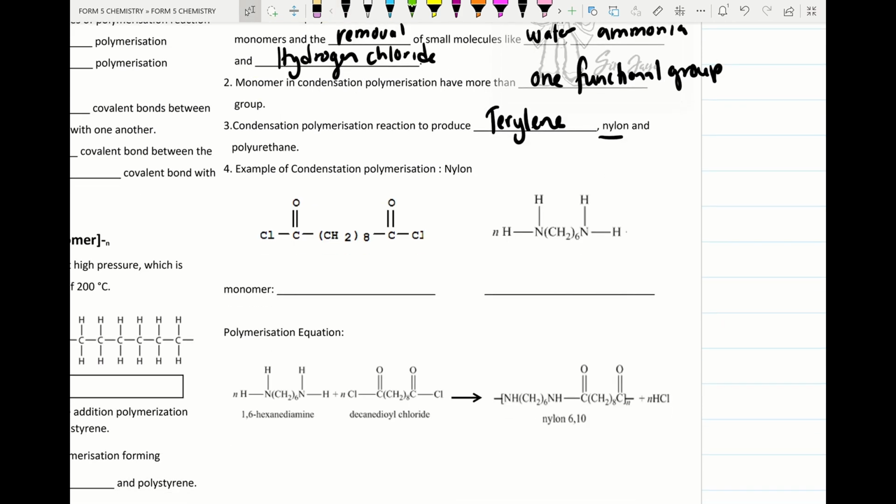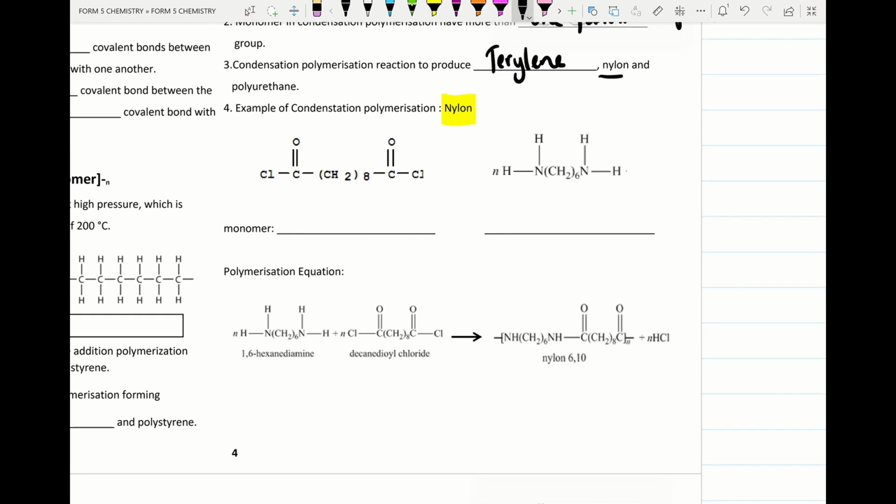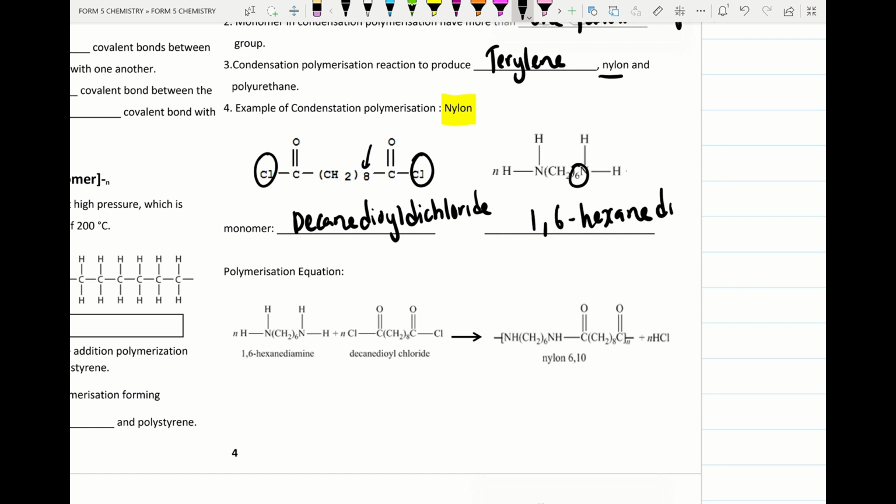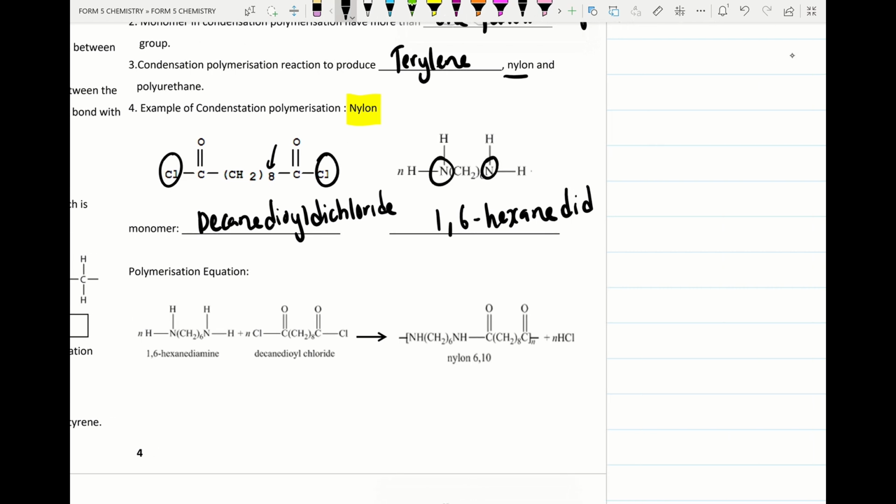We try to check the first example of condensation polymerization, which is nylon. Nylon is made up of two type of monomer. When we see here 8, we put decane diol. When we see 2 chloride atom, we put dichloride. So the first monomer name is known as decanedioyl dichloride. And when we see here 6, we put 1,6 hexane. When we see 2 nitrogen atom combined in this structure, we put diamine. So another monomer is known as 1,6 hexanediamine. So the equation is given here.